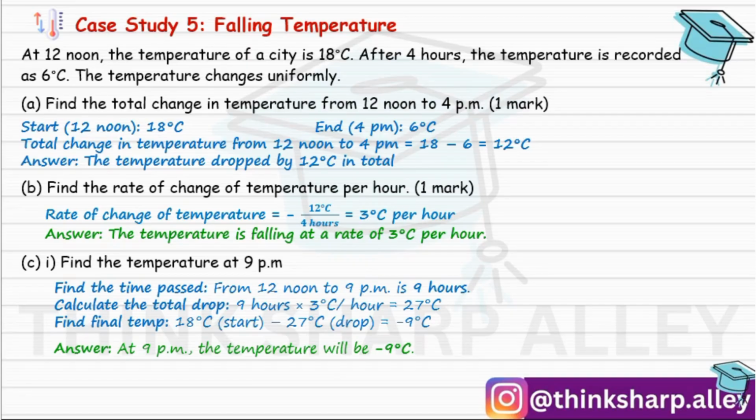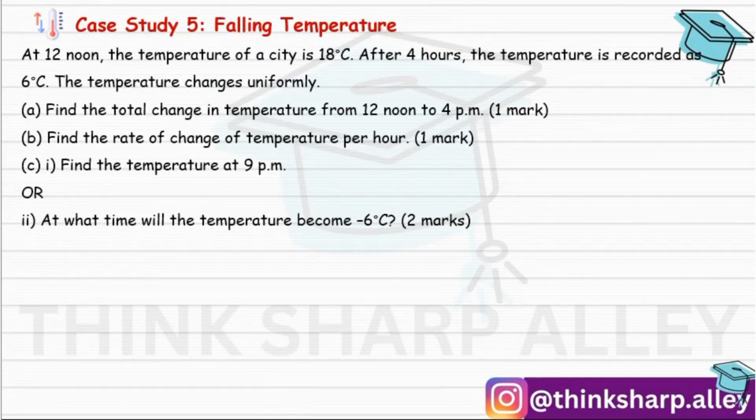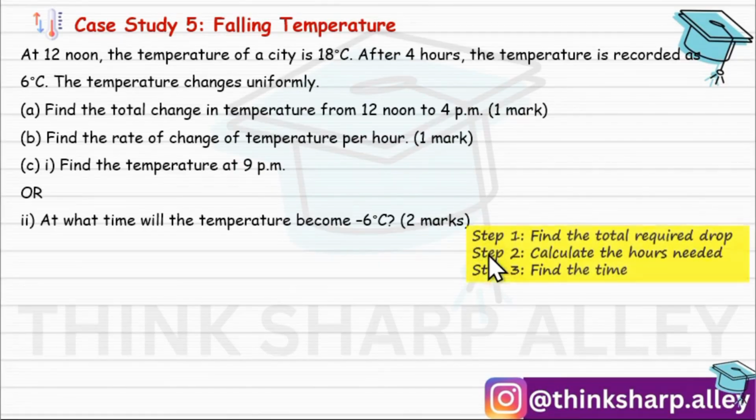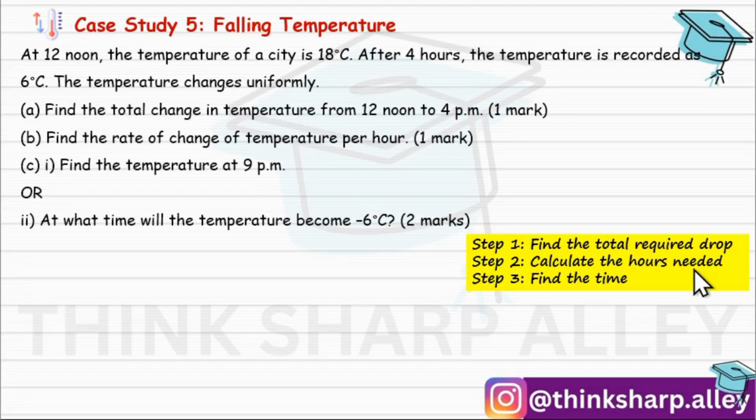Now let us look at the next part of this question. It says, at what time will the temperature become minus 6 degrees Celsius? So remember the starting temperature, the initial temperature, was 18 degrees Celsius and now I want the temperature to be minus 6 degrees Celsius. So what is the total change in temperature needed? So the first step of this sum is to find out the total drop in temperature required, and then we'll calculate the number of hours and then we'll simply add the hours to 12 noon to get the time.